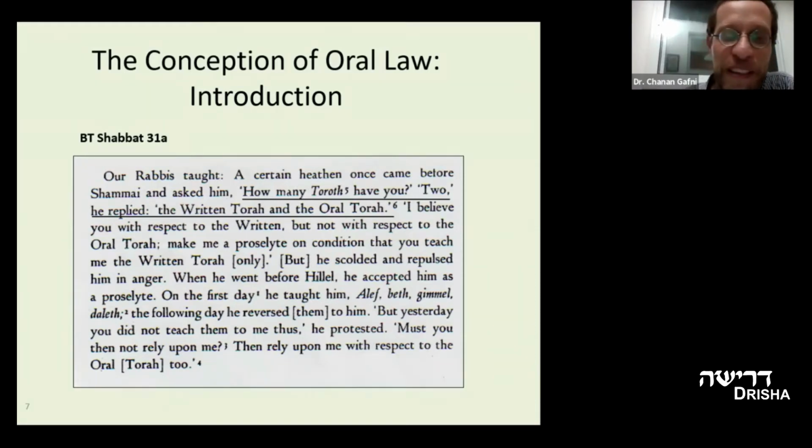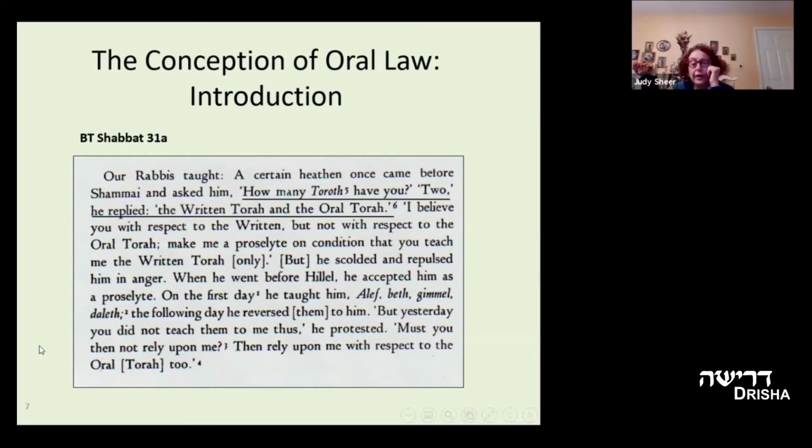Our rabbis taught: a certain heathen once came before Shammai and asked him, "How many Torot have you?" "Two," he replied, "the written Torah and the oral Torah." "I believe you with respect to the written, but not with respect to the oral Torah. Make me a proselyte on condition that you teach me the written Torah only." But he scolded and repulsed him in anger. When he went before Hillel, he accepted him as a proselyte. On the first day, he taught him Aleph, Bet, Gimel, Dalet. The following day, he reversed them to him. "But yesterday you did not teach them to me thus," he protested. "Must you then not rely on me? Then rely upon me with respect to the oral Torah too."